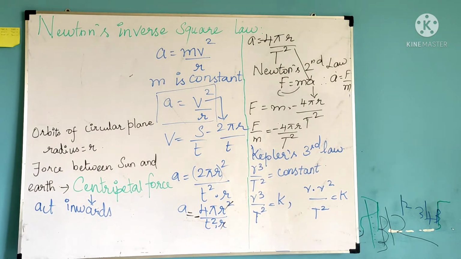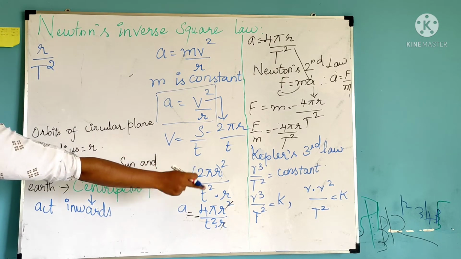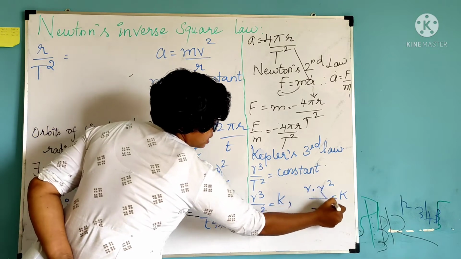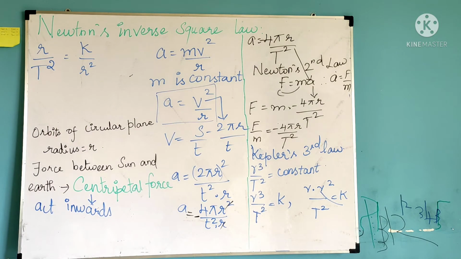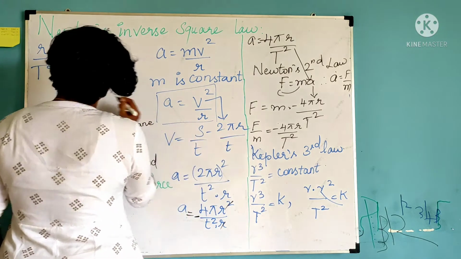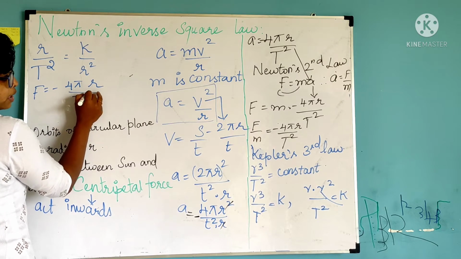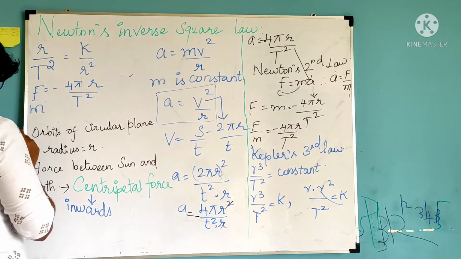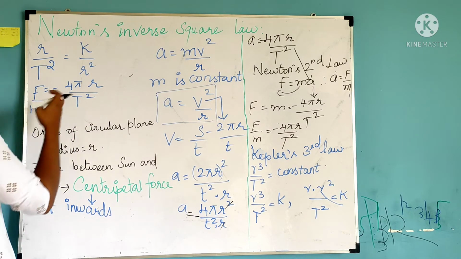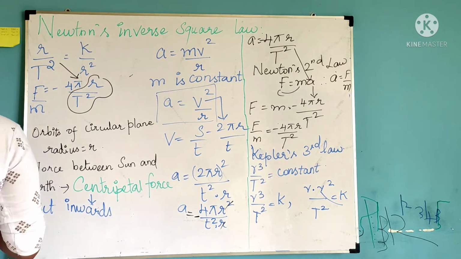So you can see r by t square. How can we write this? r by t square is equal to, we are going to bring this r square down, so k divided by r square. So we have a value, right? F by m is equal to minus 4 pi square r divided by t square. So can you find the value for r by t square? Let me highlight that. r by t square is equal to k by r square.